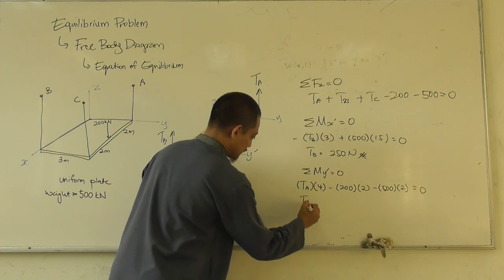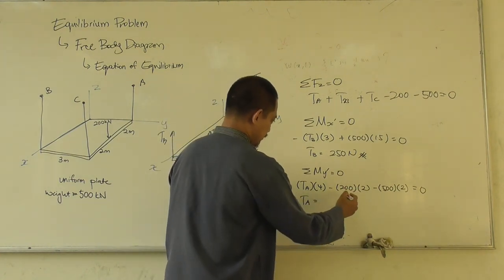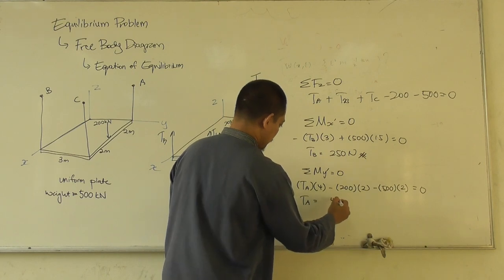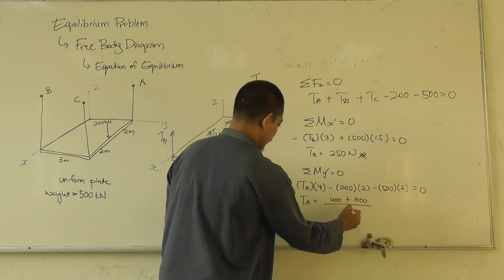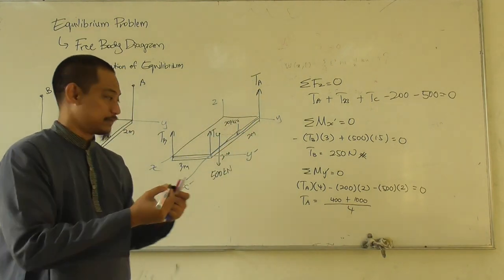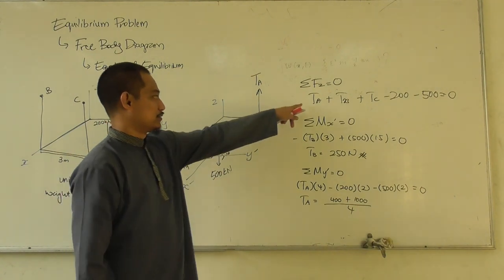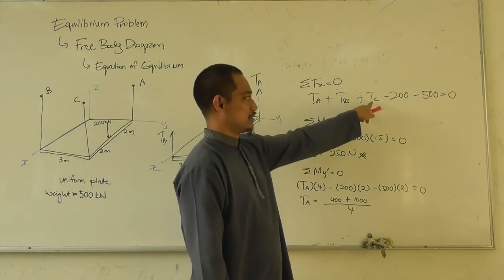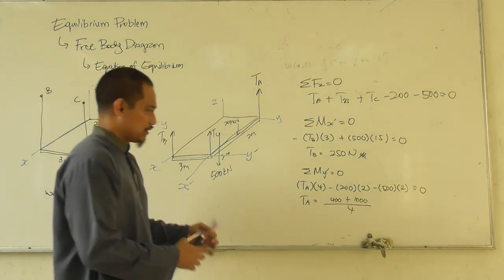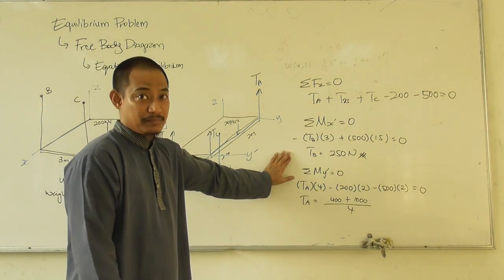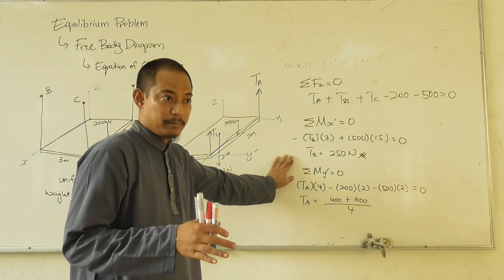So TA is basically, what is this? This is 400 plus 1000 and then divide by 4. And then you get the answer. Right? And once you get this one and this one, then the rest is easy because you have TA and TB already, TC can solve. Meaning you're solved.